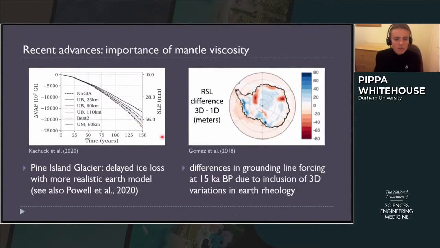details of the mantle viscosity, but we do know that if we include spatial variations in mantle viscosity, it makes a difference. This is the difference between two coupled models, one with a simple Earth structure and one with a detailed Earth structure. And we can see that the relative sea level predictions make a difference. Including the 3D Earth structure makes a difference to the sea level predictions. This is for 15,000 years ago. So it's essentially talking about what is the water depth around the grounding line at that time. And we need to get that right to get the ice sheet dynamics correct.